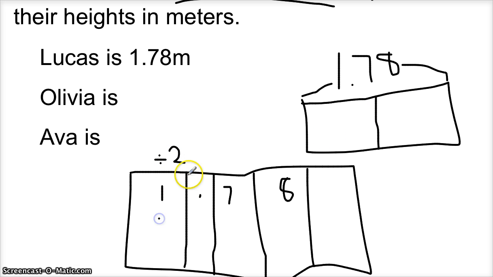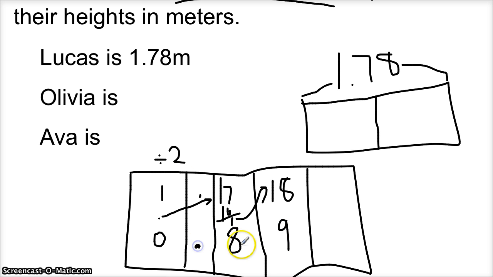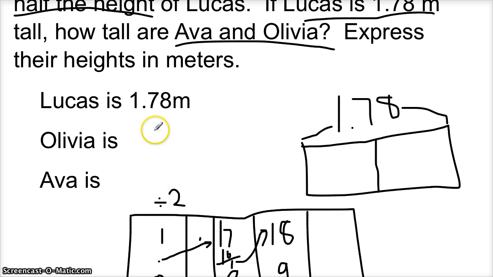So how many times does 2 go into 1? 0 times. It can't. So what I'm going to do with that one is carry it on over to my 7. So now I have 17 here. How many times does 2 go into 17? And 8 is the closest. And 8 times 2 equals 16. When I subtract those two, I'm left with 1. So that means I have 1 left over to carry. So 2 goes into 18 9 times. So my answer is 89 hundredths. So now that's Olivia's height, 89 hundredths of a meter, because that's the unit that we're using.